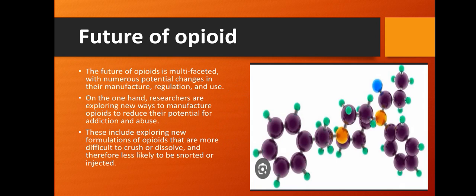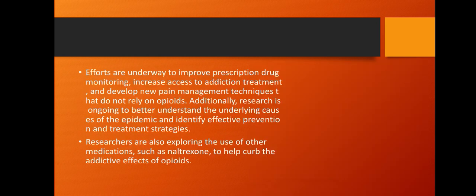Efforts are underway to improve prescription drug monitoring, increase access to addiction treatment, and develop new pain management techniques that do not rely on opioids. Additionally, research is ongoing to better understand the underlying causes of the epidemic and identify effective prevention and treatment strategies. Researchers are also exploring the use of other medications such as naltrexone to help curb the addictive effects of opioids.